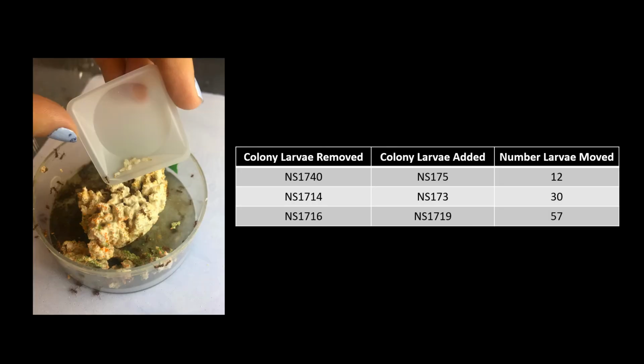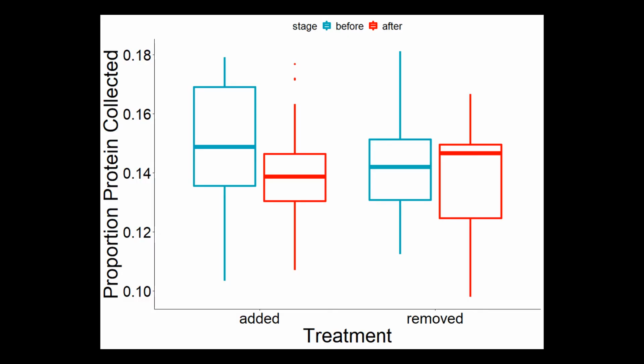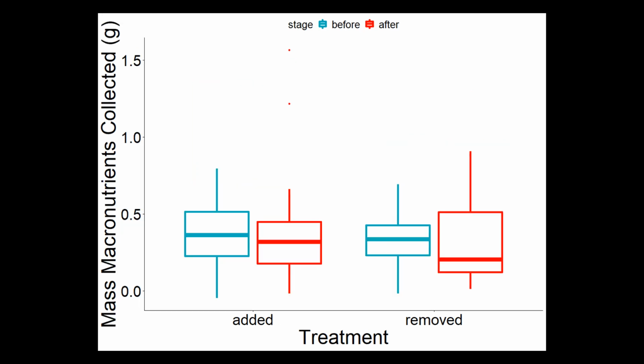The first time I performed this experiment, I selected colonies based on fungus garden size instead of brood number. So in one pairing, only 12 brood were moved, which was less than I wanted. There were two findings from this experiment. On this graph, the y-axis is the proportion of protein collected. And as you can see, increasing or decreasing brood did not significantly change relative collection of macronutrients. On this graph, the y-axis is the total mass of macronutrients collected. And again, there was no effect of either manipulation.